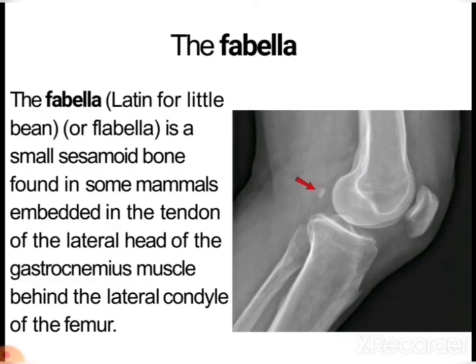Now the fabella. Fabella is a sesamoid bone which is found in the tendon of gastrocnemius, lateral head of gastrocnemius. It is another sesamoid bone found in the lower limb.